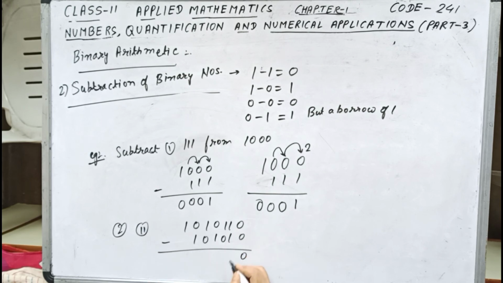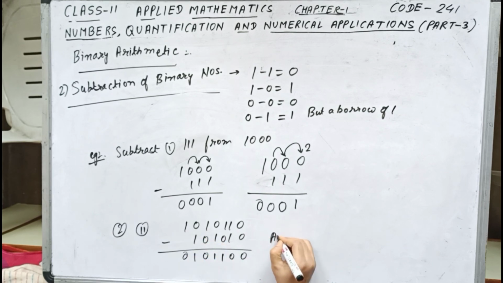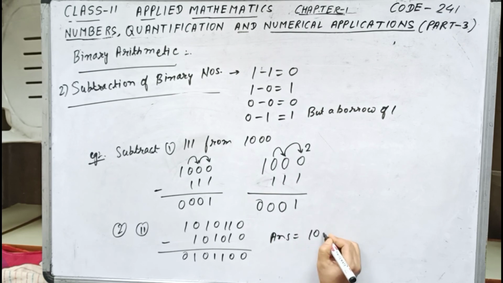Okay, now 0 minus 0 is 0, 1 minus 1 is 0, 1 minus 0 is 1, 0 minus 1 is 1, but this has given borrow 1, so it has become 0, so 0 minus 0 is 0, again 0 minus 1 is 1, but borrow 1, so it has become 0. Okay, so the answer is 101100. Let us see the answer. It is 2, subpart number 2. So 101100, correct it is. So you understand the subtraction.